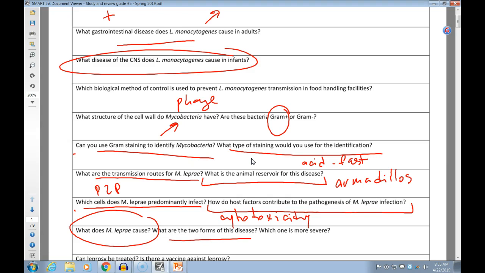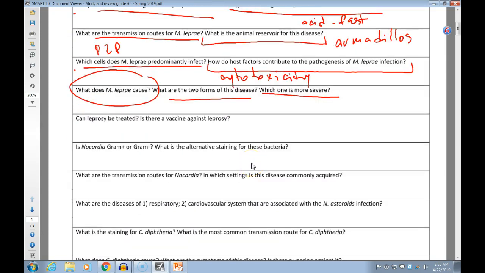Leprosy has a tuberculoid form and a lepromatous form. Remember what I told you before about terminology: do not invent your own terms. So two forms, tuberculoid and lepromatous. Lepromatous is more severe. Leprosy can be treated. Remember, you do not need to know any of the treatment protocols for any of the diseases. Did I make myself clear? You need to know if there is a vaccine or not, and so far we never had a vaccine. Nocardia is technically gram-positive, but since it does have mycolic acid, it uses acid-fast staining.